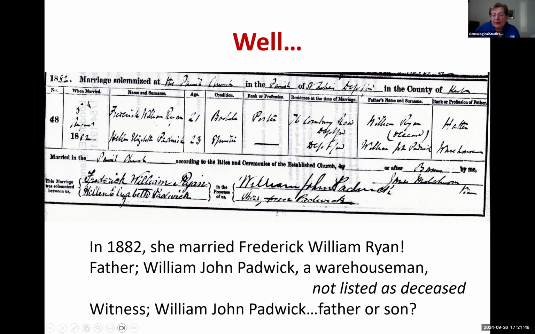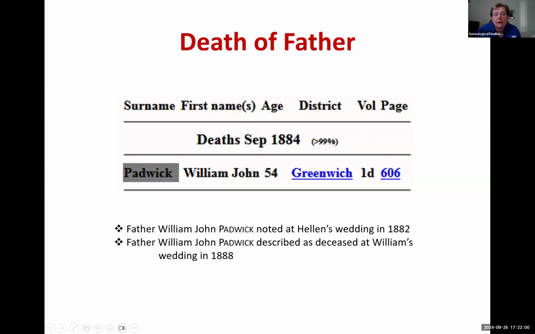But William John Padwick, he's not listed as deceased here, so at some point or other, did he die between 1882 and 1888 when his son got married? There we are, William John Padwick, age 54, the age is right. I didn't get the death certificate, but here's the index that's showing he died in 1884.